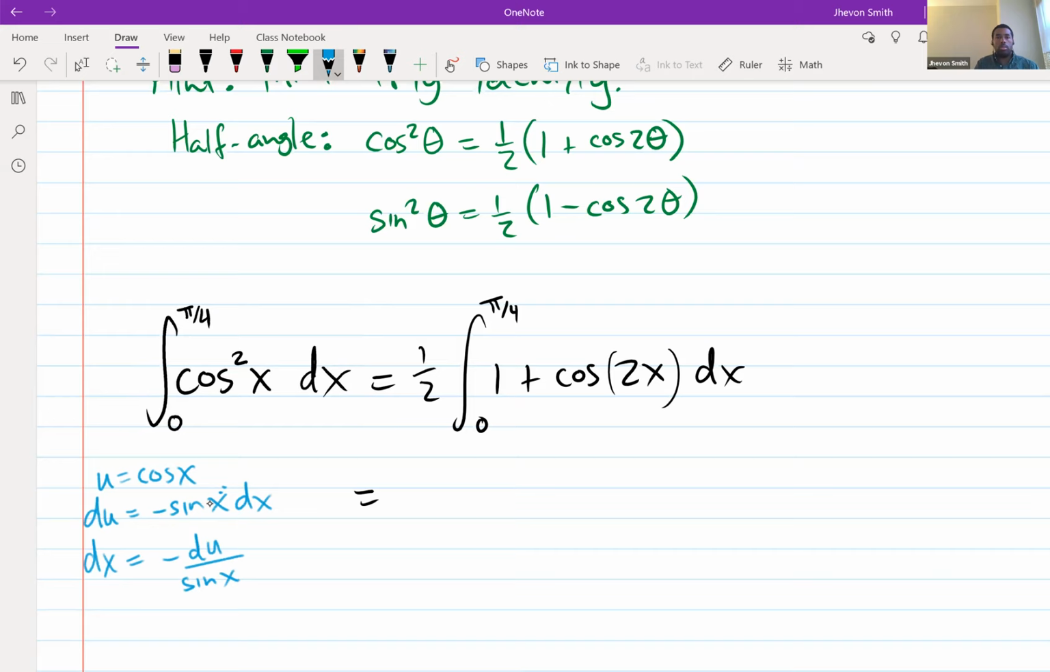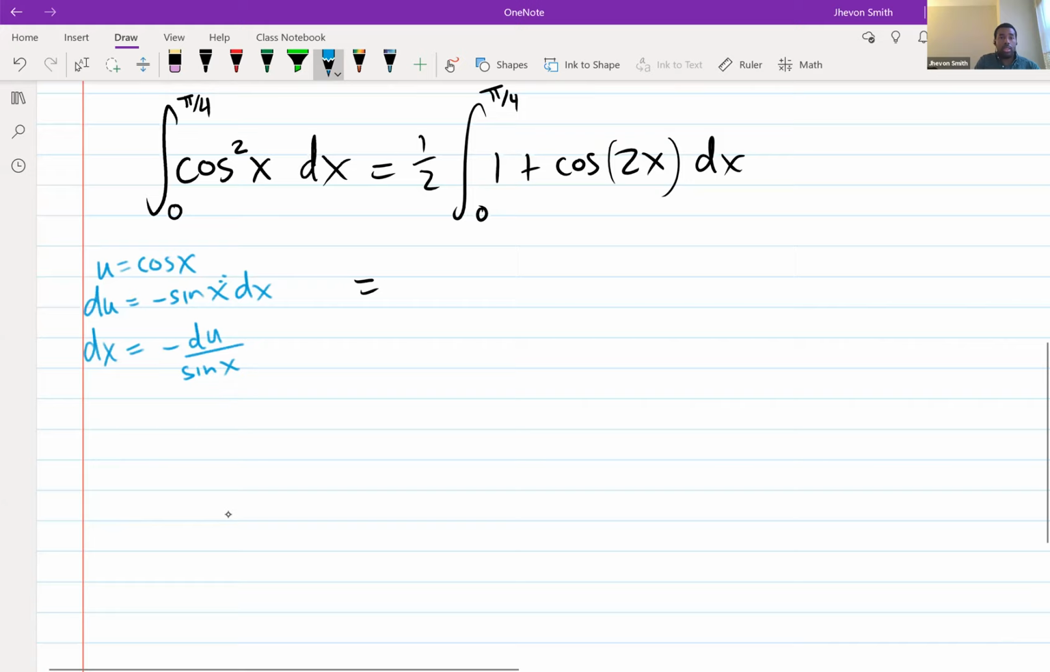And so if you plug that into your integral, you would have the integral of x goes from 0 to pi over 4. And if you're replacing the cosine of x with the u, that would be u squared. And then here you would have minus du over the sine of x. And so what would you do with that sine of x?